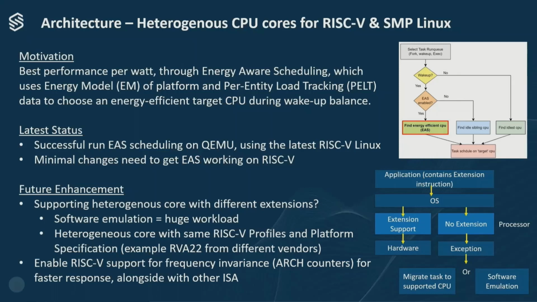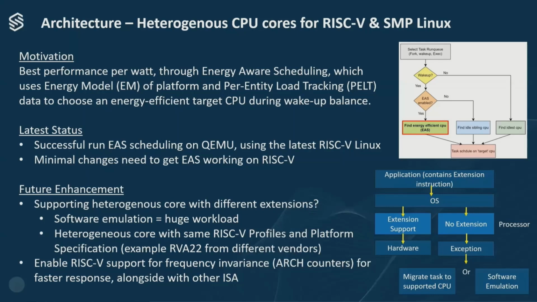Today, we managed to run EAS, also known as Energy Aware Scheduling, on the Linux that runs on QEMU. From there, we discovered only minimal changes are needed to get it working on RISC-V. Beyond that, we are wondering, can we enable heterogeneous cores with different extensions? A good example is that the performance core has vector support, while the energy efficient core doesn't. We found out that it is a huge workload to enable that, especially when it comes to software emulation.